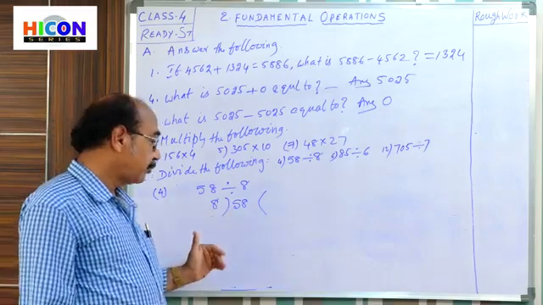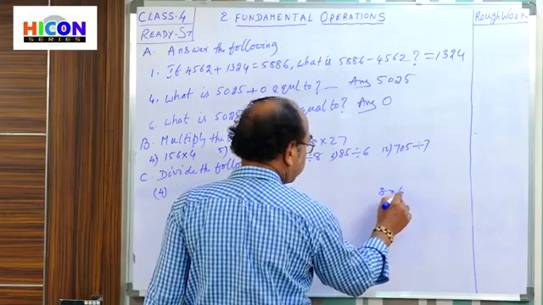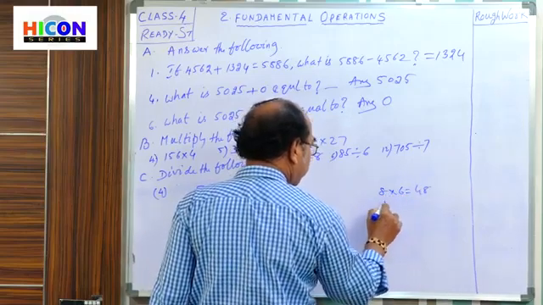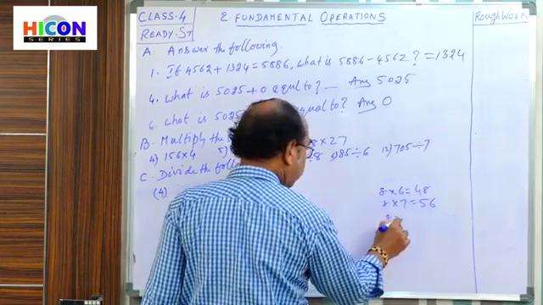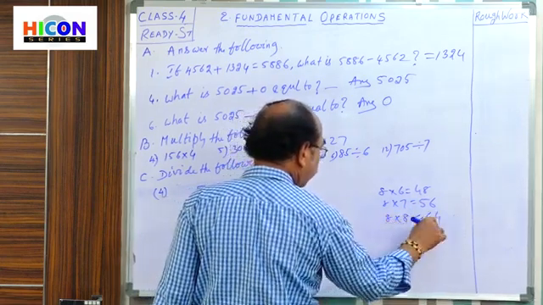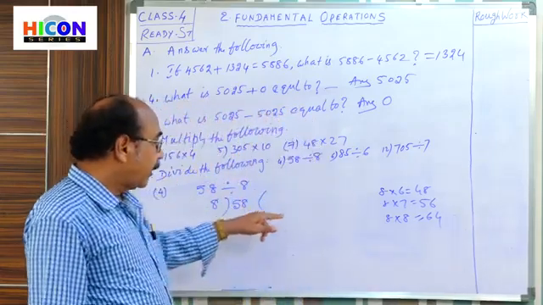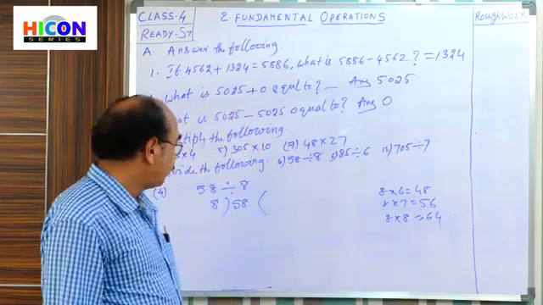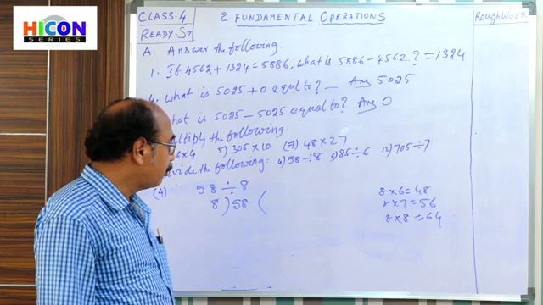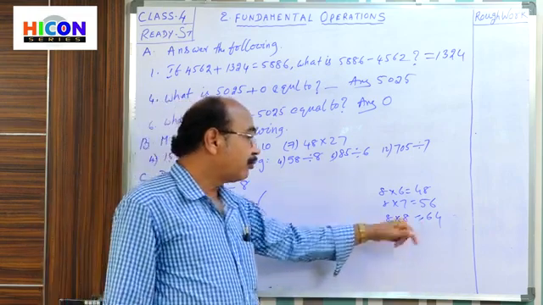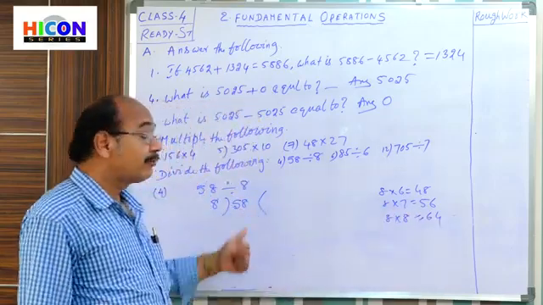8 6s are 48. 8 7s are 56. 8 8s are 64. See here, 8 7s are 56. 56 is very near to 58 and it is less than 58. 8 8s are 64. We are getting a bigger number. 64 is greater than 58.